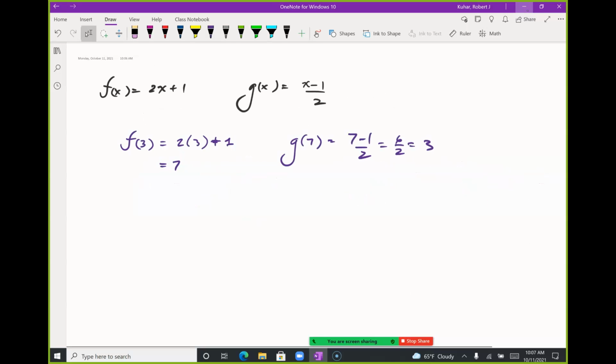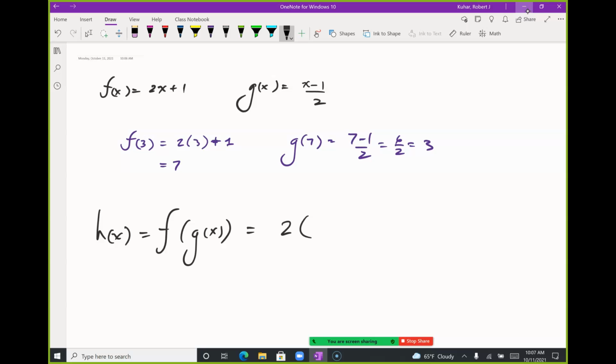So let's do the composition now. So you're going along with me. Let's do h of x is f composed of g. So my outside function is 2x plus 1. Notice I put in empty parens.